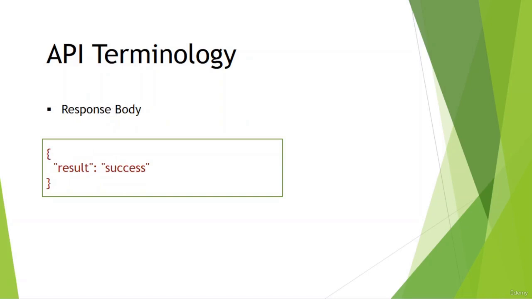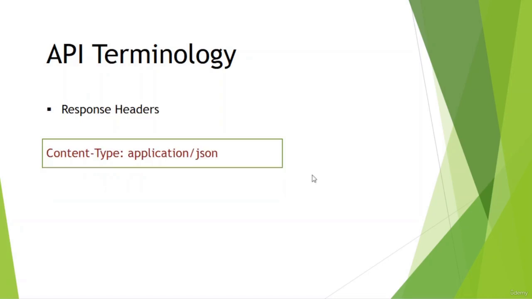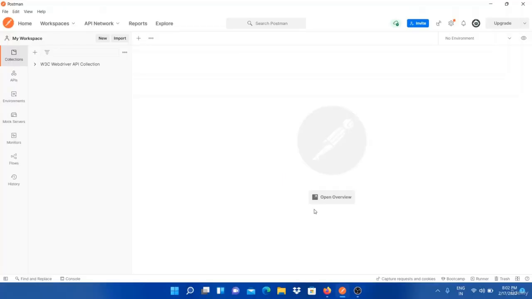The next component in the response is the response body, which is the data sent by the server as a result of our request. The next component is response headers. They are just like request headers. They hold metadata information about a response. Enough of theory. Now let's quickly jump to Postman.